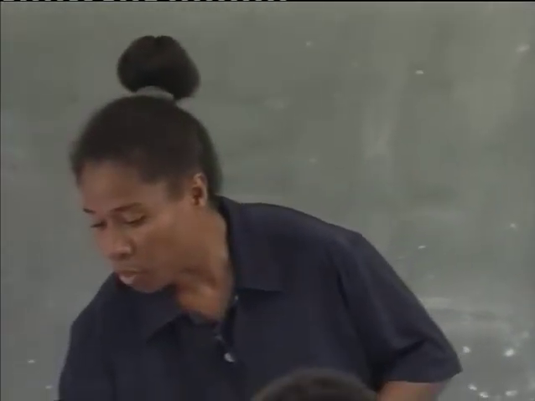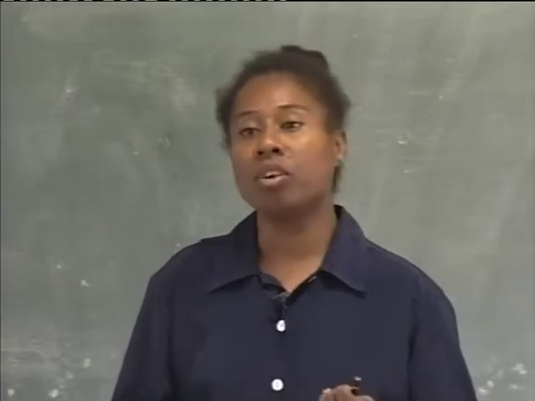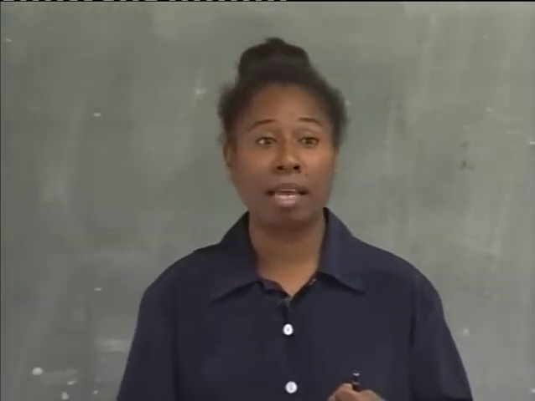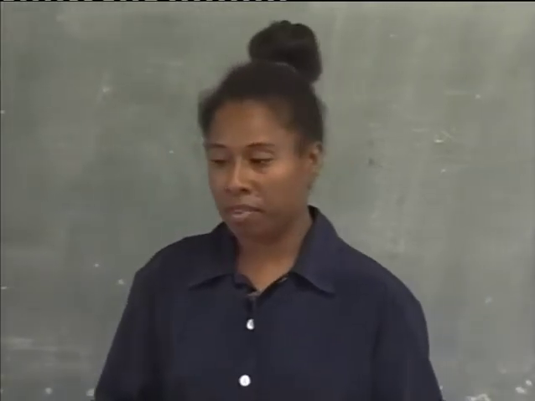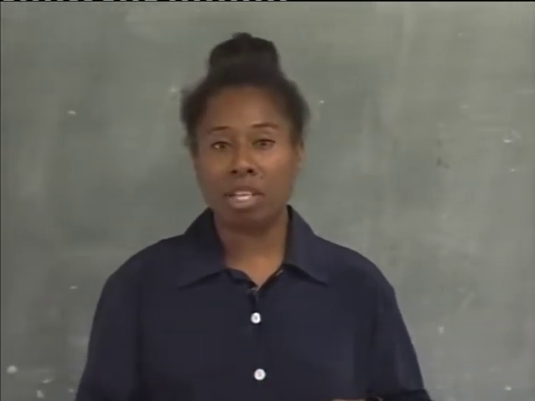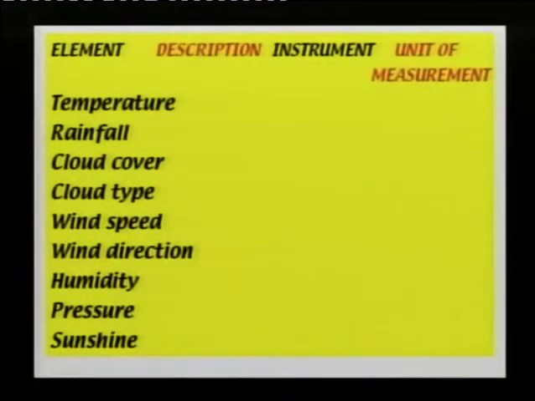To recap on what we have covered so far already, we've looked at the definition between weather and climate. We have not started on the subtopic on climate as yet. We are still looking at the subtopic on weather. We looked at the different elements of weather, a description to each one of those. The elements of weather again are temperature, rainfall, cloud cover, cloud type, wind speed, wind direction, humidity, pressure, and sunshine.